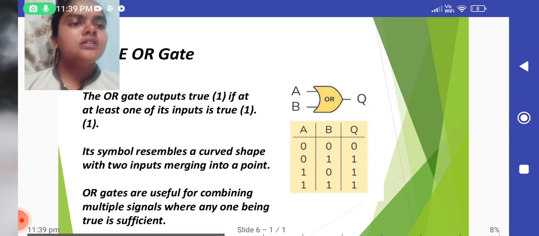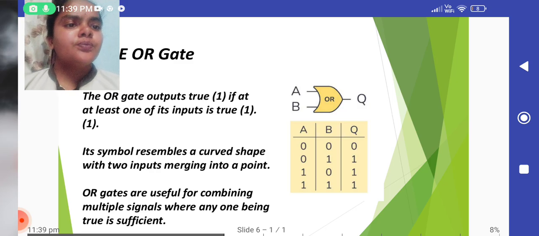If both inputs are 1, the output is 1. To conclude this gate, if at least one input is 1, the output is 1. The OR gate is symbolized by a curve where the two inputs meet at a merging point. This gate is useful to combine multiple signals.